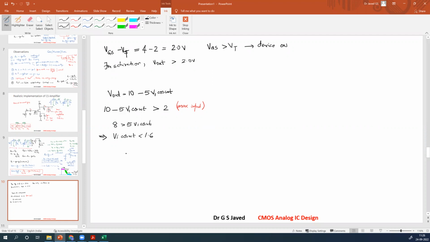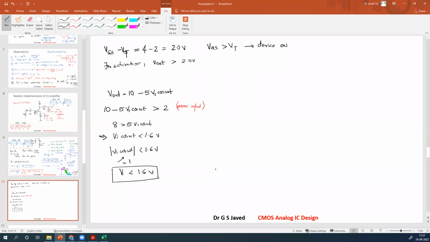Now, what is the maximum amplitude? Modulus of cos omega t is 1. That is the larger magnitude. So therefore, the maximum Vi value can be is 1.6. You cannot go beyond that. So 1.6 volt.